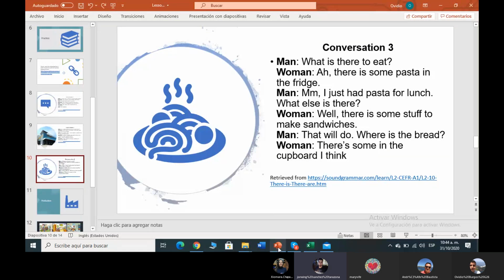What is there to eat? There is some pasta in the fridge. I just had pasta for lunch. What else is there? Well, there is some stuff to make sandwiches. That will do. Where is the bread? There's some in the cupboard, I think.